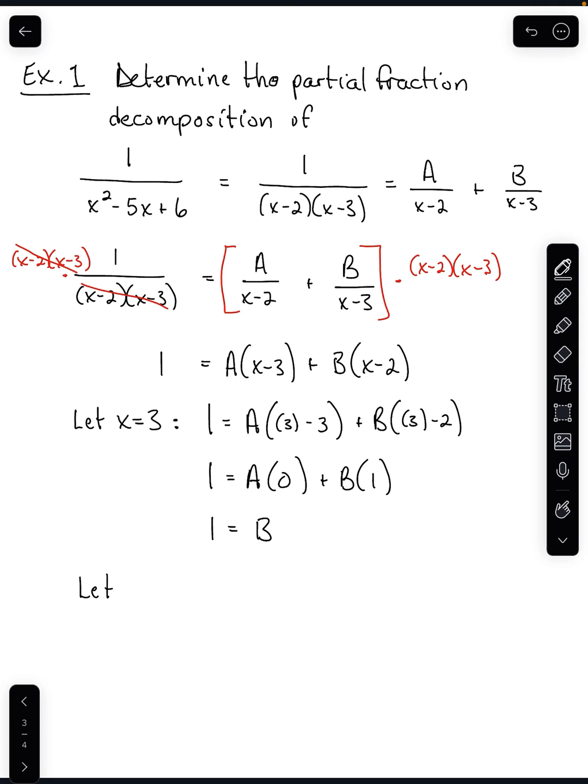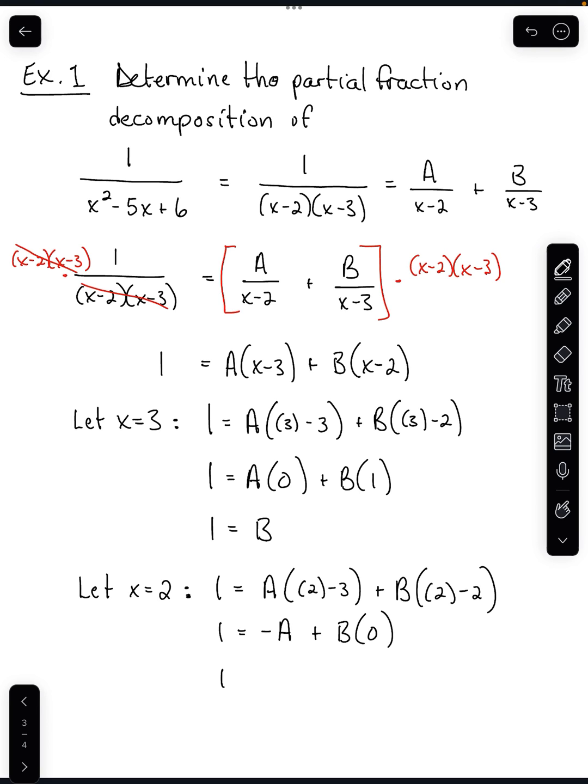Likewise, we can eliminate the b by letting x equal 2. Eventually leaving us with a is equal to -1. Thus, our rational expression 1 over x squared minus 5x plus 6 can be written as -1 over x minus 2 plus 1 over x minus 3.